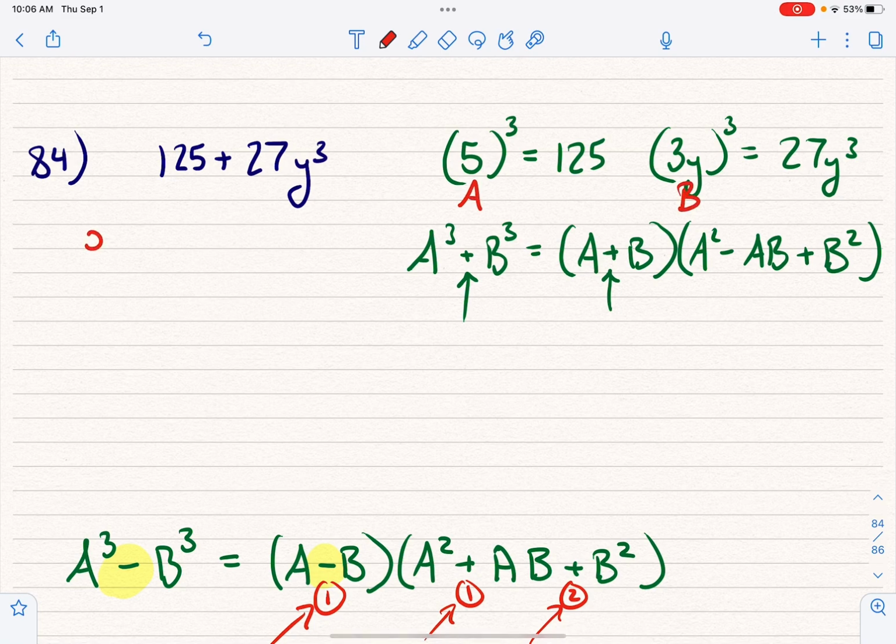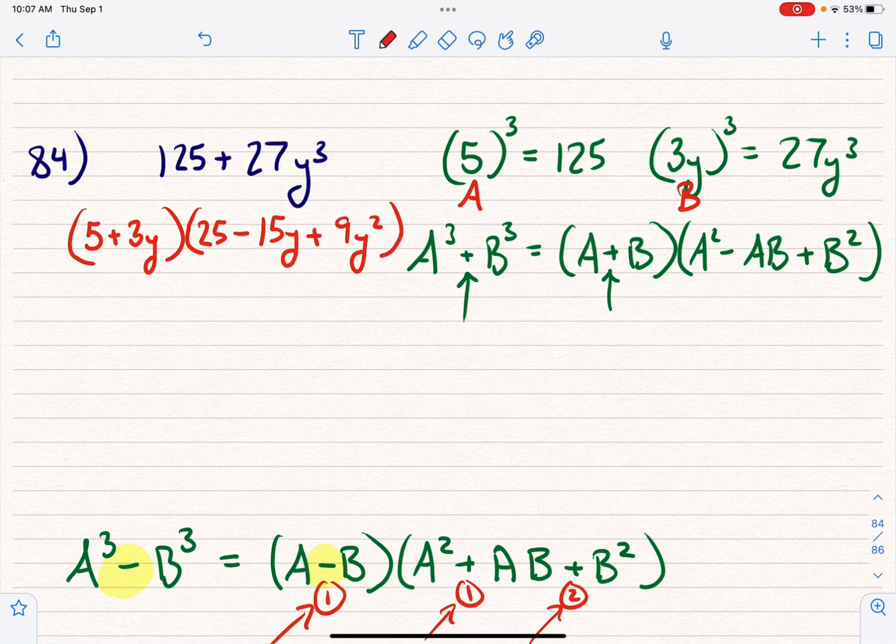So therefore, it's 5 plus 3y times, you've got to square the 5, 25. Now we already did the plus, we've got to do a minus. Got to multiply the two. 5 times 3y is 15y. Plus, now we've got to square the last one, 9y squared. And that's it. And that's as far as it goes.